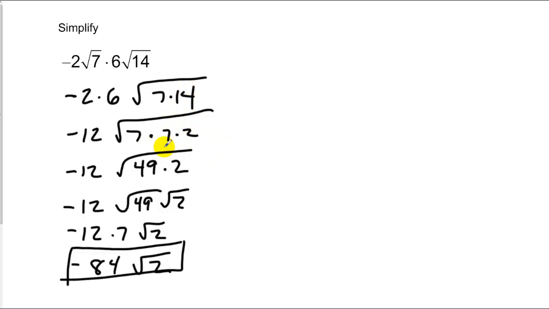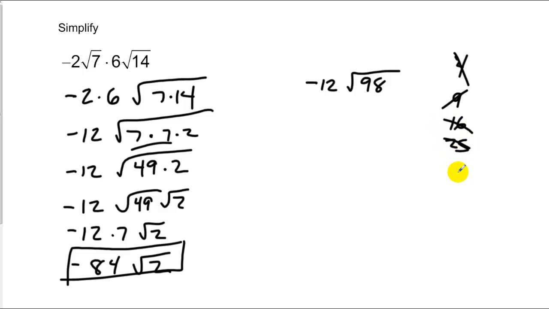Now, if you don't see this 7 times 2 is equal to 14 and that gives us a perfect square, you could multiply the 7 by the 14. If you did it that way, you'd get negative 12 times the square root of 98. And then you'd have to ask yourself, well, are there any perfect squares in 98? Well, you could guess that 4 went in, but it wouldn't work. 9 doesn't go into that. 16 doesn't go into 98. 25 doesn't go into 98. 36 doesn't go into 98. 49 would be the first thing that actually went in.